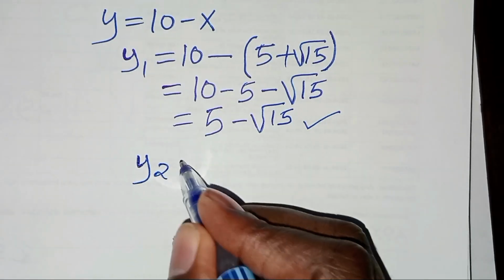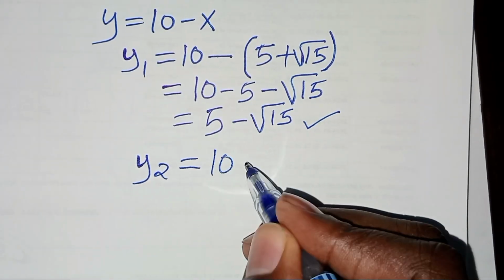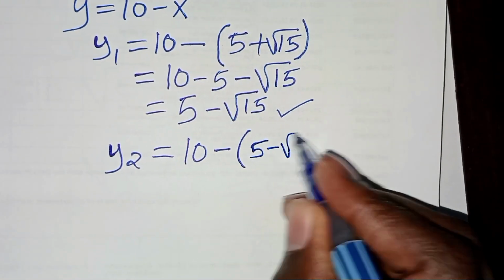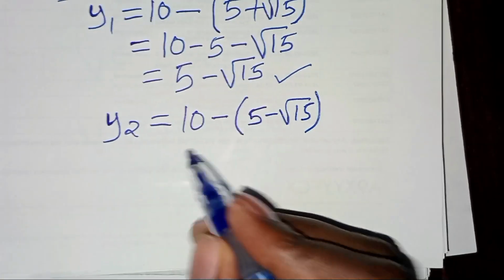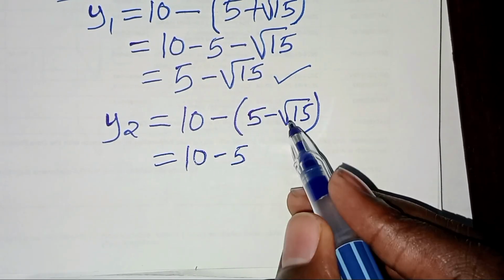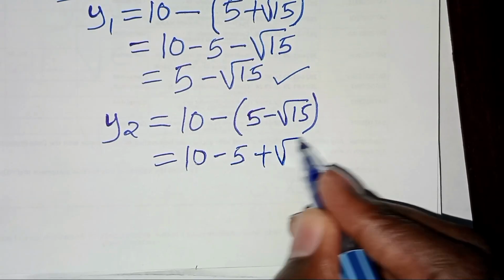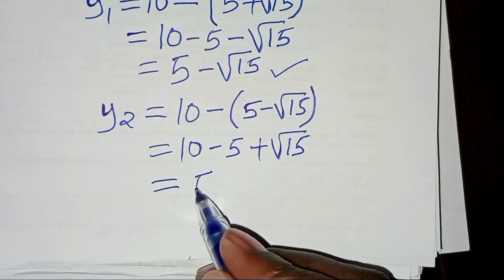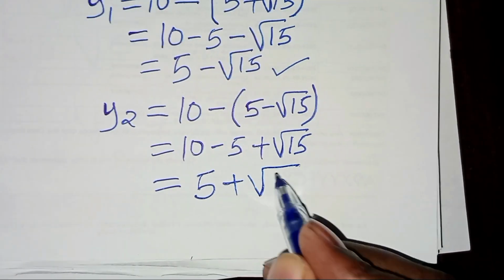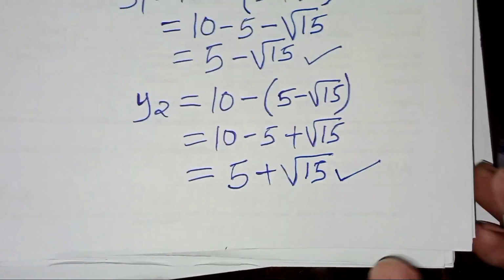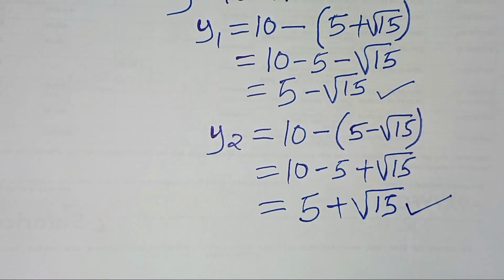y2 here is equal to 10 subtract x2. x2 here is 5 minus the square root of 15. So this is equal to 10 subtract 5, minus times minus the square root of 15, which is plus the square root of 15. So this is equal to 10 minus 5, which is 5 plus the square root of 15. So this is y2.